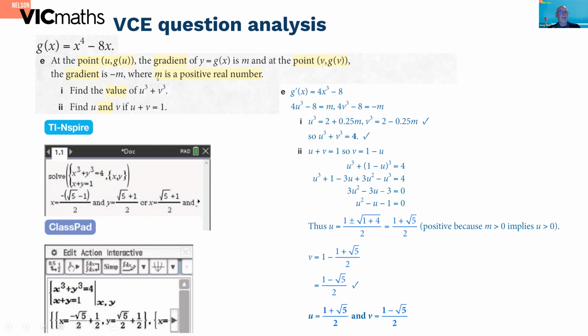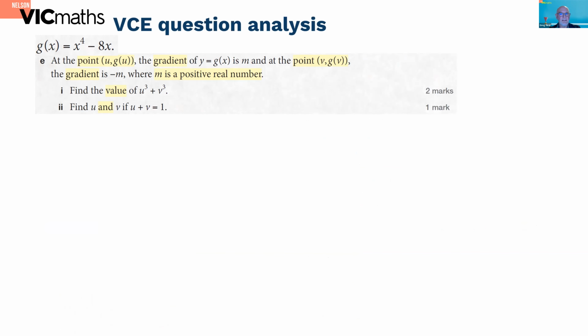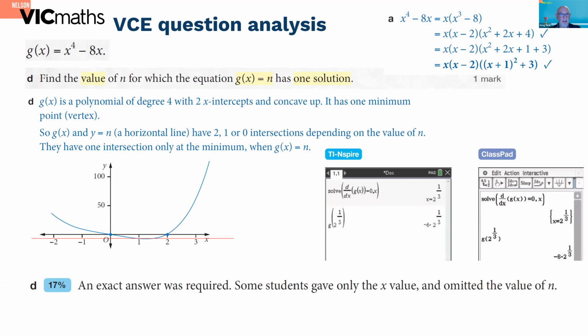So what does it tell us? It tells us that m is a positive real number. And what does m represent? M represents the gradient of that particular function. So let's go back and look at when we worked out our gradient. So you can see here that when x equals 2 to the 1/3, it's stationary. That means that when x is bigger than 2 to the 1/3, the gradient's positive, which means that u must be on the right-hand side of that stationary point.